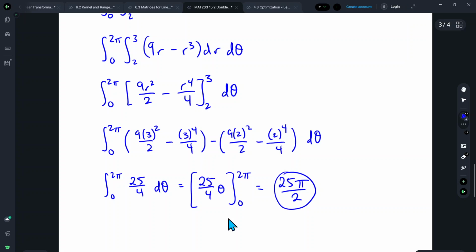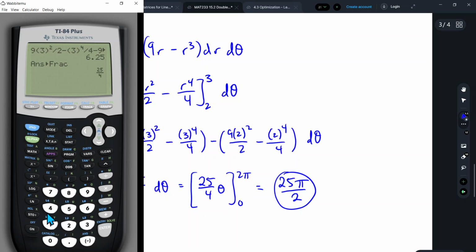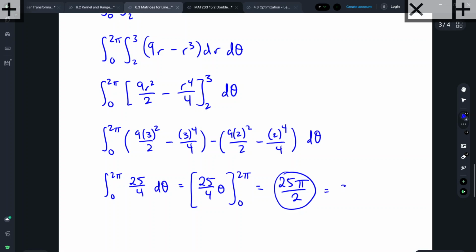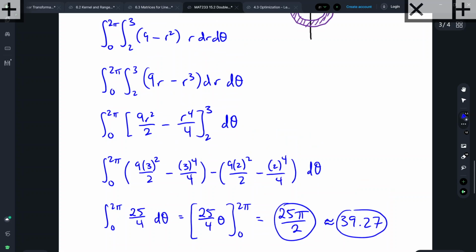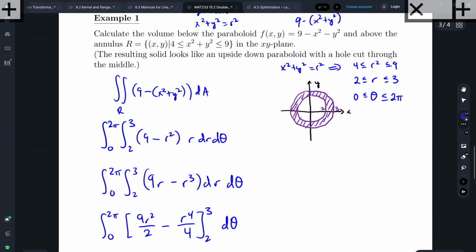Okay, so this is the calculation. Let's just calculate this as a decimal answer just in case. So we get 39.2699. Let's just round it up to 39.27. So that's what we get as the calculation of this integral.